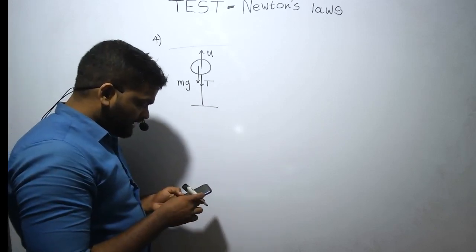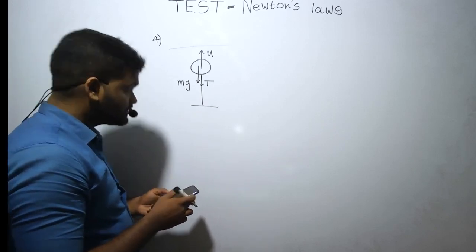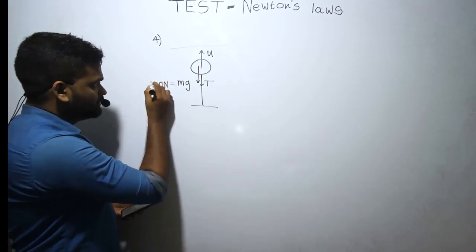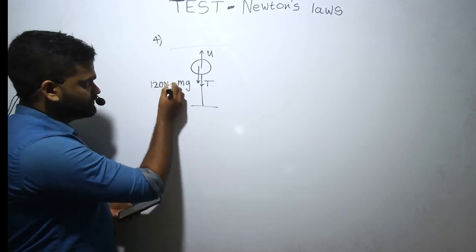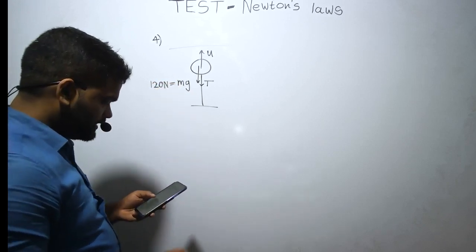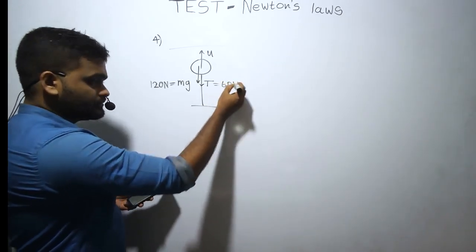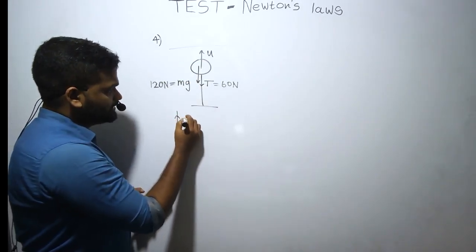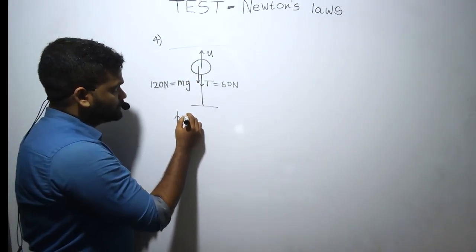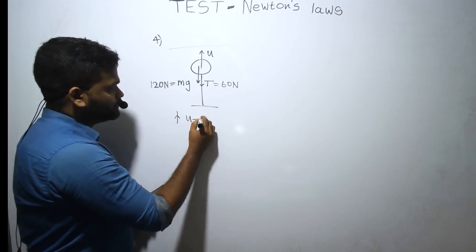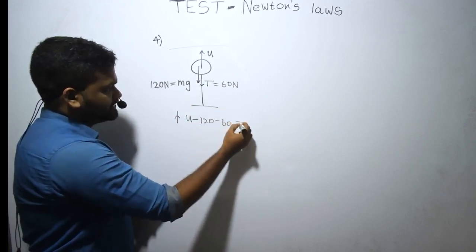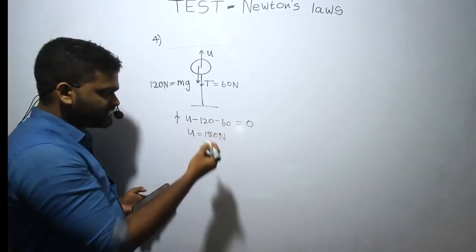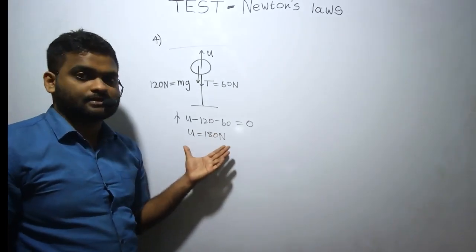Right. So they have given values here, right? The mass is 12 kilograms, so the weight should be mg, meaning 120 newtons. This is the weight. They have given the tension as well, 60 newtons. So obviously this is not moving, so you can apply F equals ma. Upwards it is U, downwards minus 120 and 60. No motion, so 0. So U is equal to 180 newtons. So in this case we found the upthrust. It is just to find the upthrust, right?